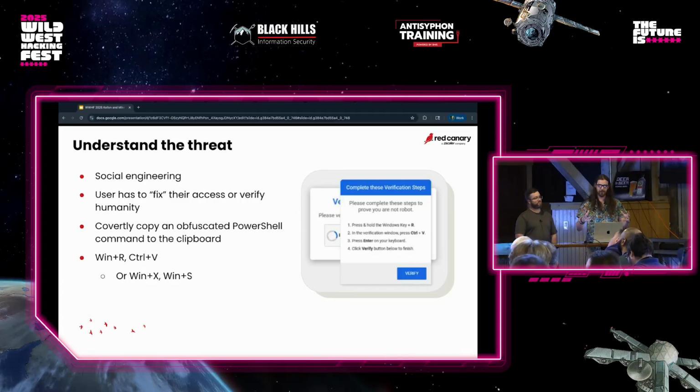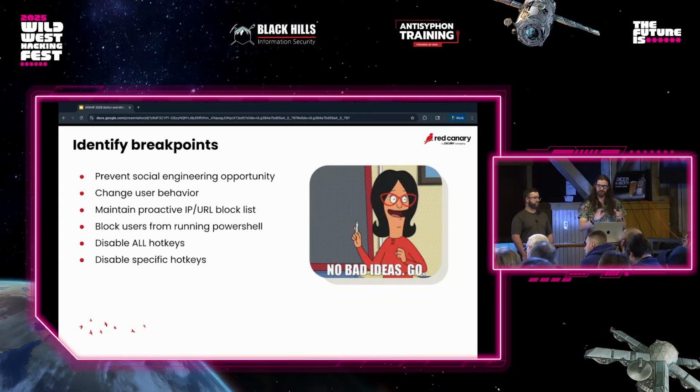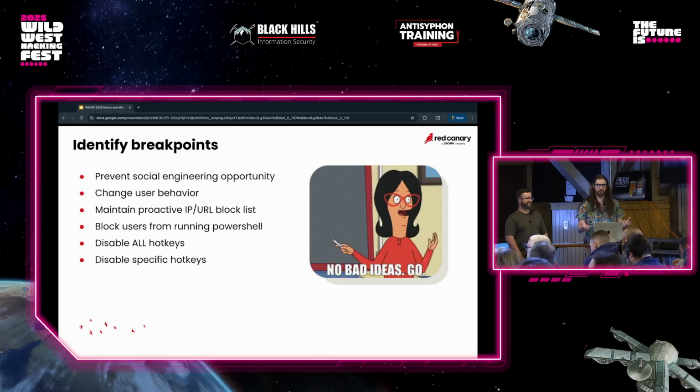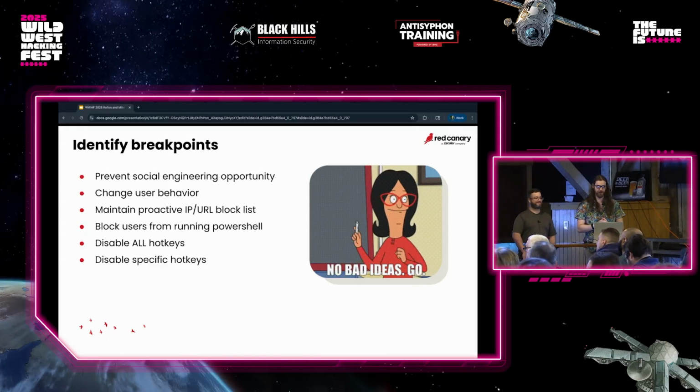So what's happening is they're gonna press Windows R, or Windows X, Windows S to bring up a menu to then input their code in some way, shape, or form. And we need to figure out a way to break this. And there's no bad ideas, as Linda would say, which I appreciate her for.